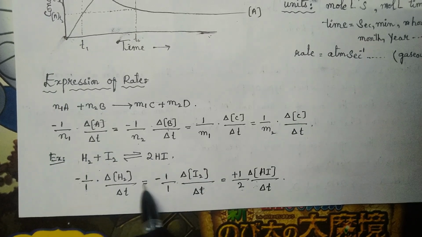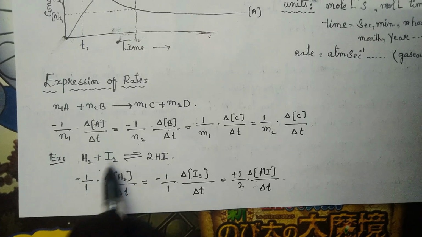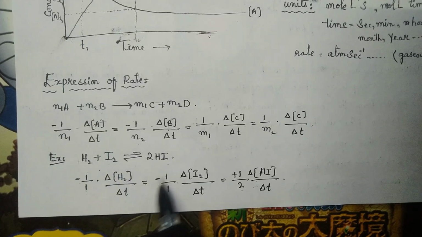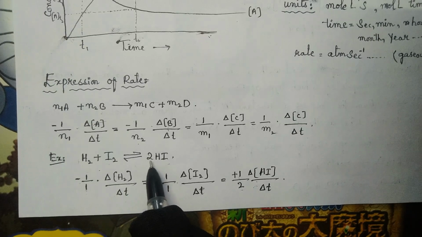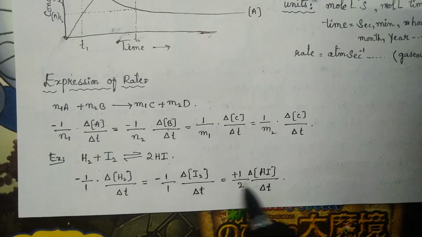Now is equal to minus 1 by 1, number of moles of I2 is 1, so that's why minus 1 by 1 into delta of concentration of I2 by delta T is equal to, now here number of moles are 2, so plus 1 by 2.